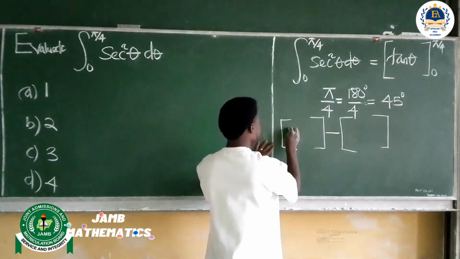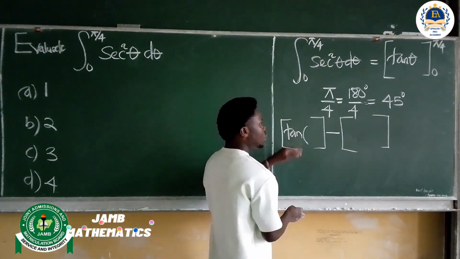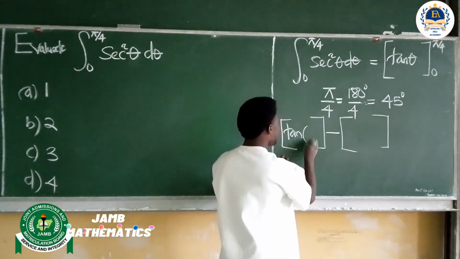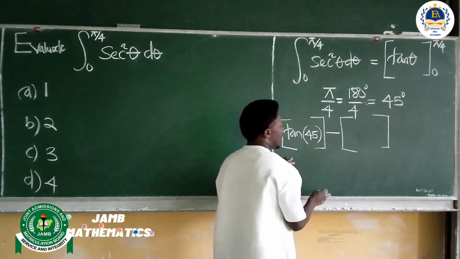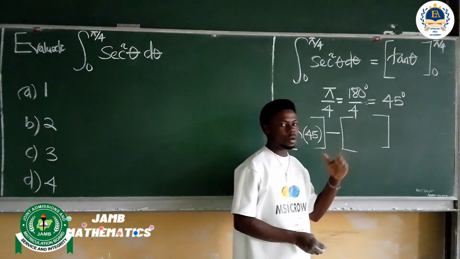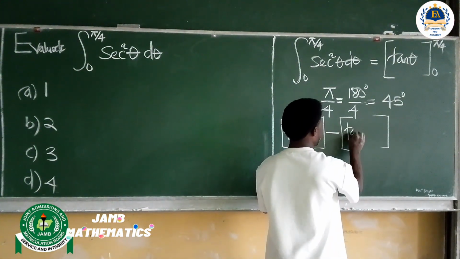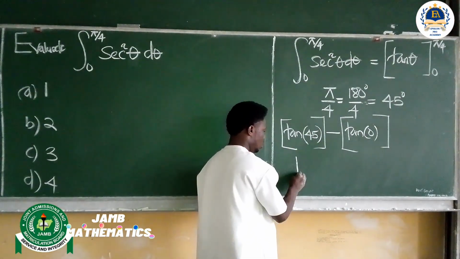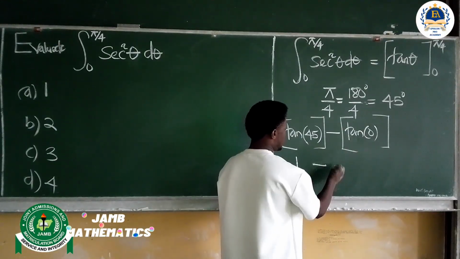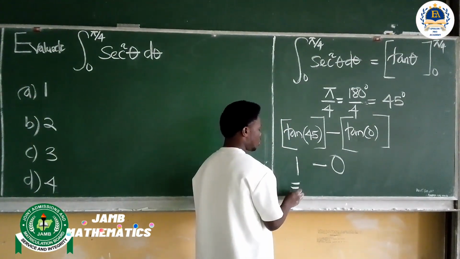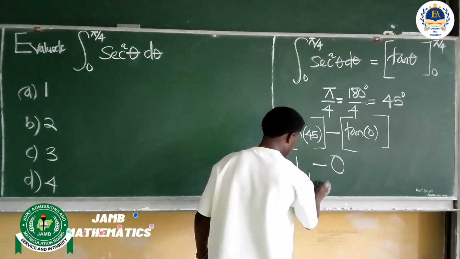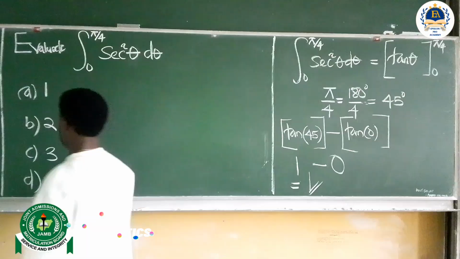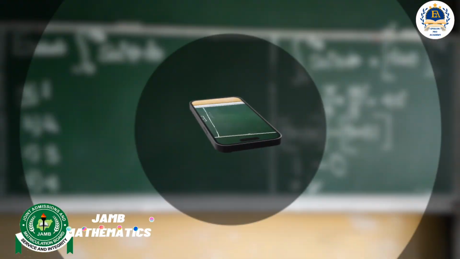Now in the upper limit, we are having tan of the upper limit, which is 45 degrees. Remember, pi over 4 equals 45 degrees. So we have tan 45. And in the lower limit, we are obtaining 0 degrees, so that would be tan 0 degrees. Tan 45 degrees is 1, minus tan 0 degrees is 0. So this equals 1 minus 0 equals 1. The final result is 1 and the correct option is option A, 1.